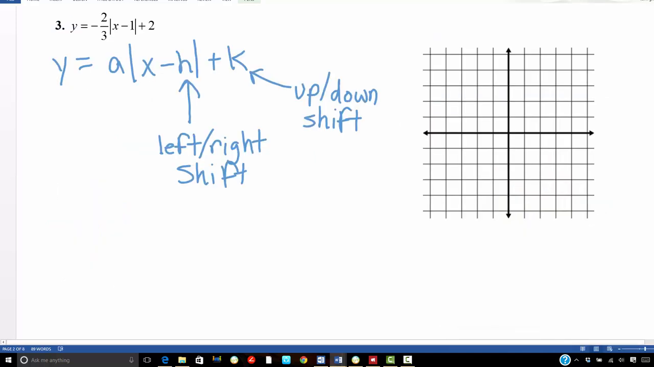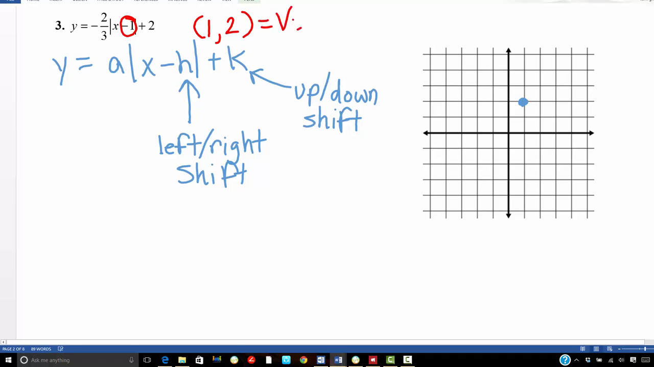So this is a problem I encourage you to try on your own first before you see the answer. But remember, the h is the x coordinate of the vertex, the k is the y coordinate of the vertex. So there's the vertex. The vertex should be at the point 1, 2. Or we just take the opposite of this number right here. And that's where we got a vertex of 1, 2.